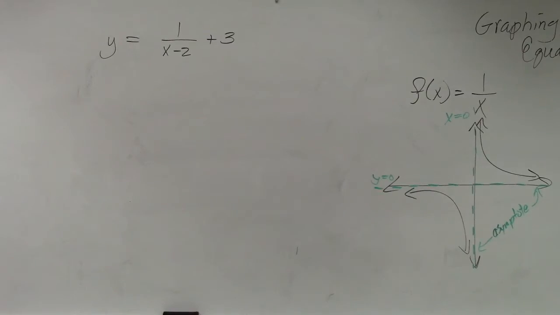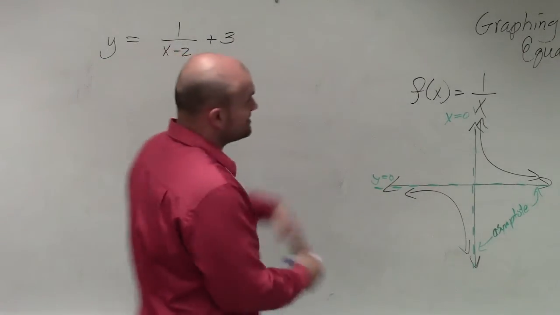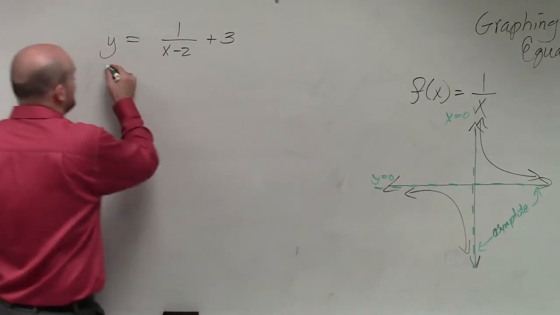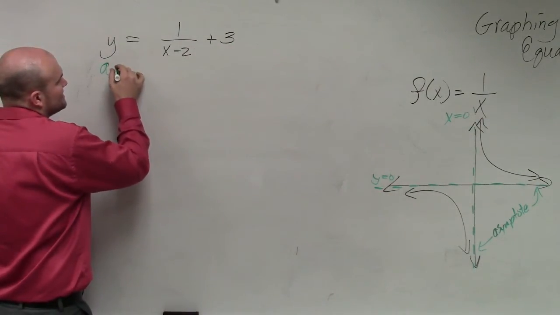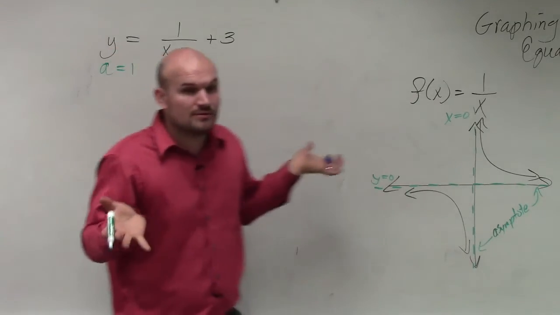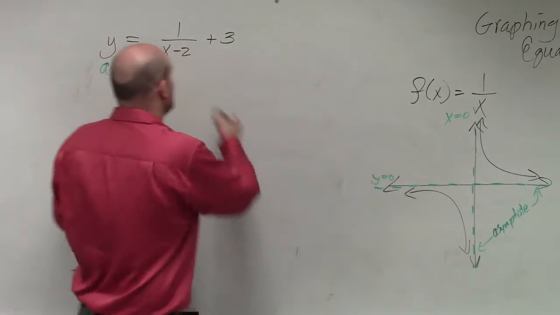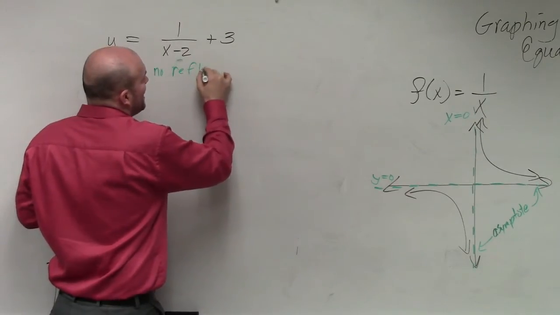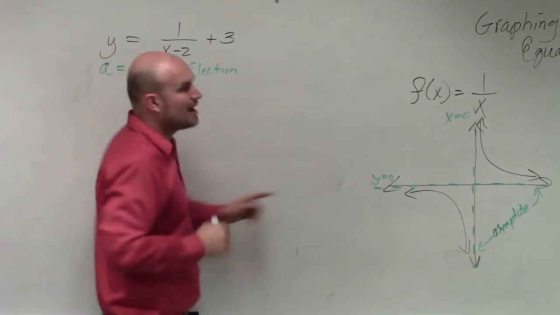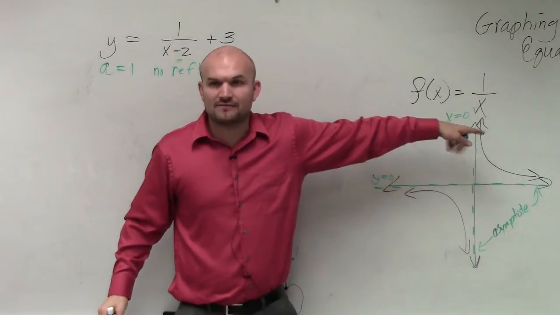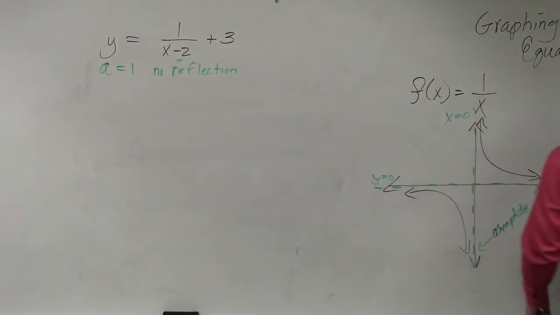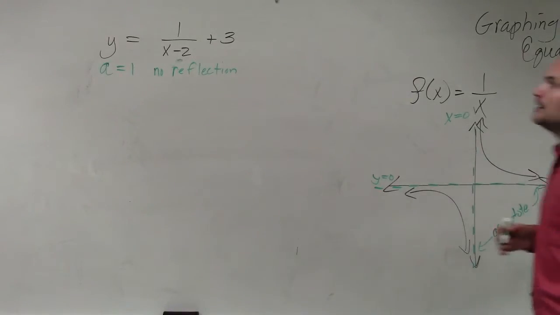So ladies and gentlemen, the main important thing, what I'd like to do on this example, is I provide you guys with the transformation one, right? So basically what we're going to do is, let's just identify what the values are. A, in this case, is equal to 1. So is A less than 0? No. So guess what? There's no reflection. So when I go ahead and graph this, my graph is going to look like this parent graph. There's no reflection. OK? Now, the next thing is we need to look at the transformations.